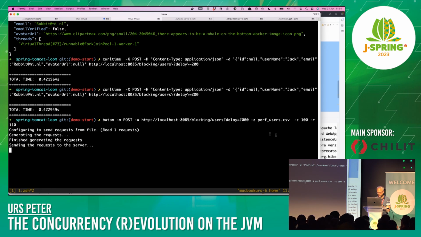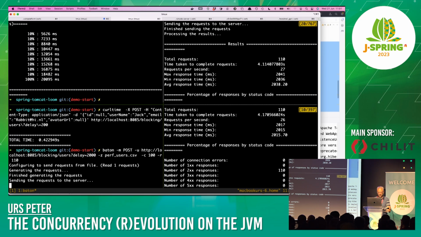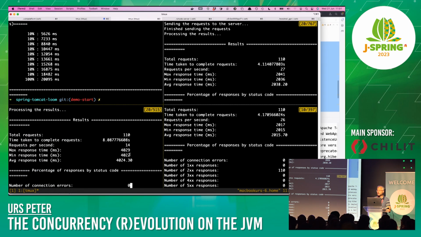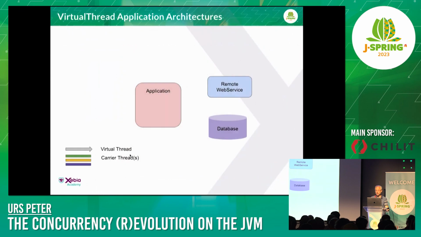Exact same thing with our 2 seconds delay, 100 concurrent users, and what you see is the result you always wanted, which is now on average we get these 4 seconds, what we always aim for, right? So only by changing a bit of configuration, now all of a sudden my application performs so much better.